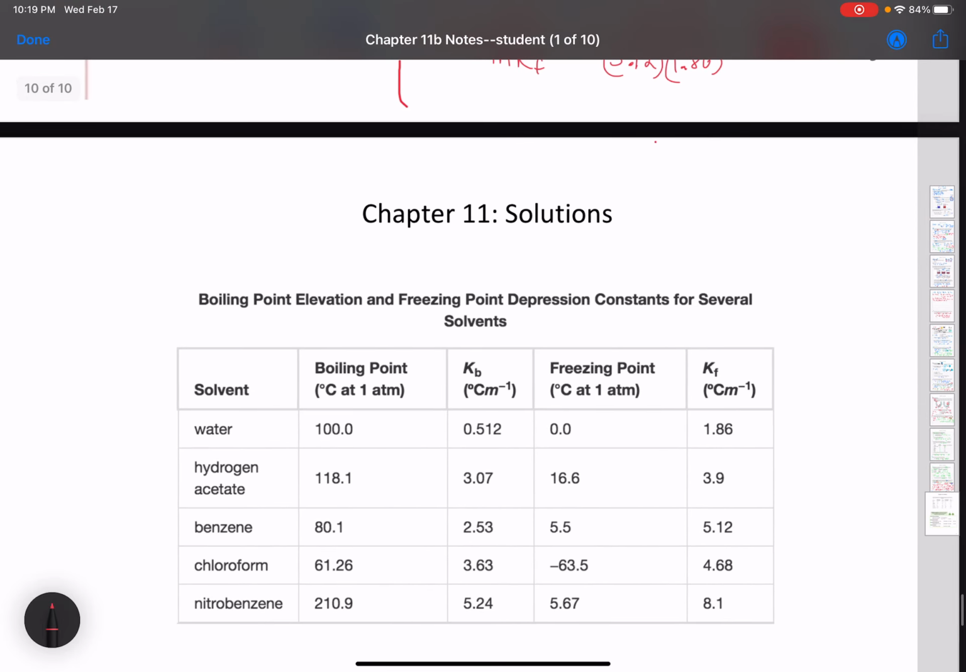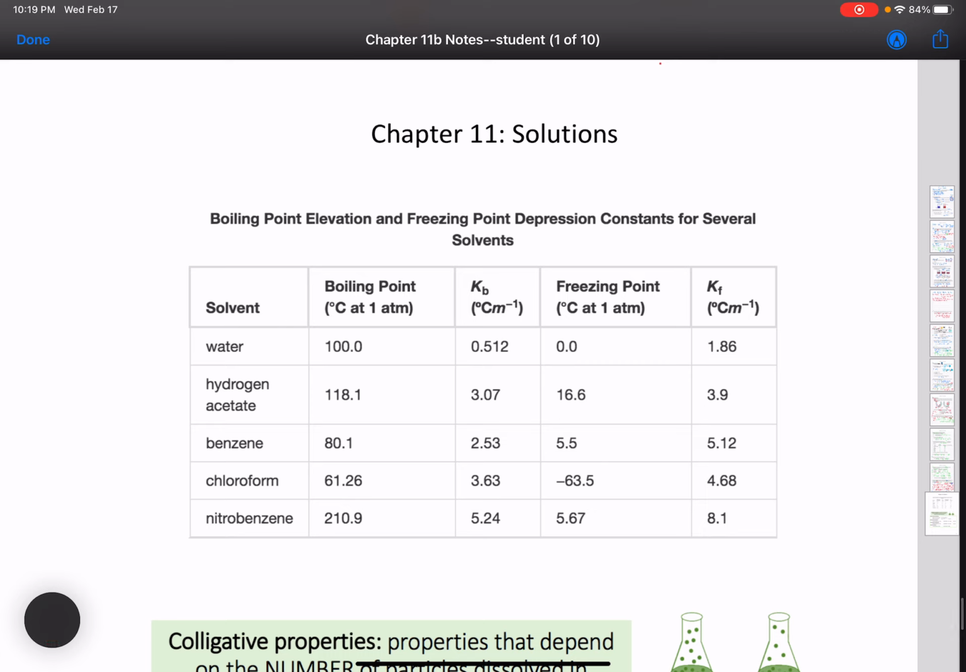So that is the end of this lecture. The last page that I have is just some convenient tables for you to reference. This is straight from the textbook. So it's got the normal boiling point for a few different solvents. All of the solvents we worked with in this lecture, we always used aqueous solutions with water, but you could have solutions with other solvents, and then we would need to use different boiling points and different freezing point constants and boiling point constants.